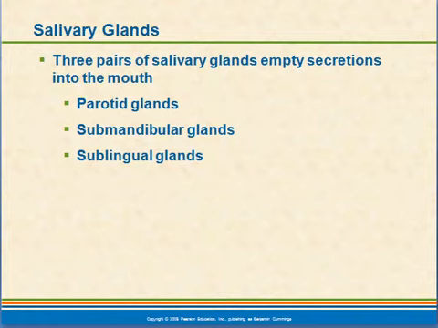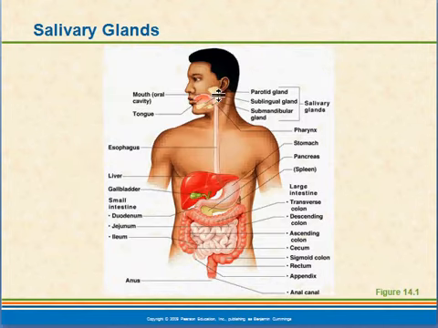Now, salivary glands. Salivary glands are also very important, and we have three pair of salivary glands. We have the parotid gland, and the submandibular gland, and the sublingual gland. Named for their locations, the parotid glands are located on the side of your face, up here, and actually swing a little bit under your lower jaw.